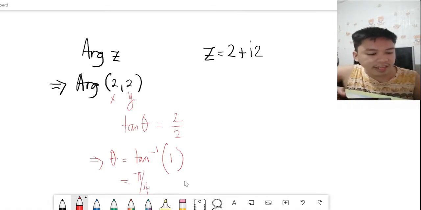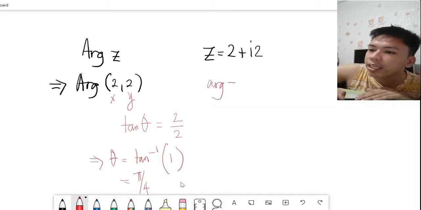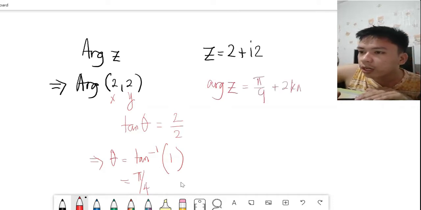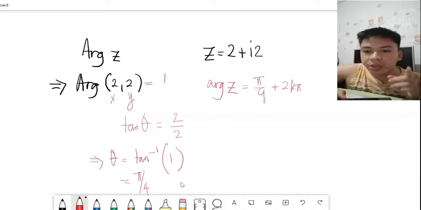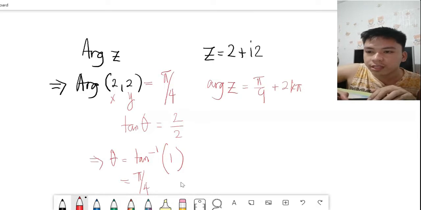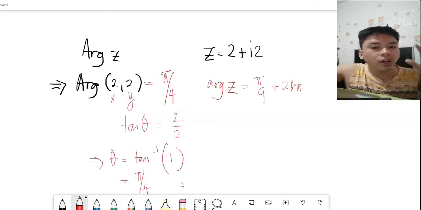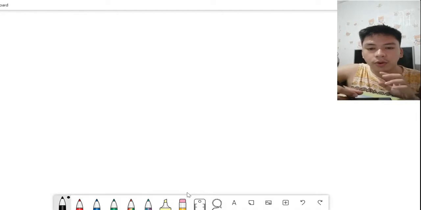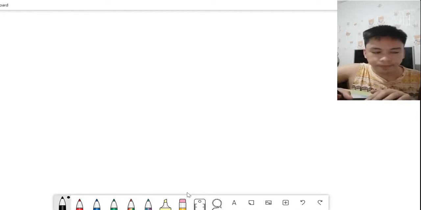So this is actually the same as pi over 4 plus any multiple. If we are only getting the argument of z, we are actually getting pi over 4 plus a multiple of 2 pi. But since we are getting the principal argument of z, we limit this to pi over 4, because it should be on the interval negative pi to pi. That's it.